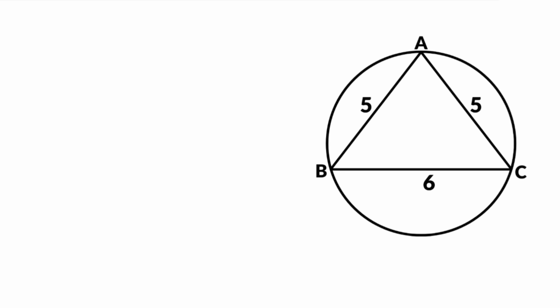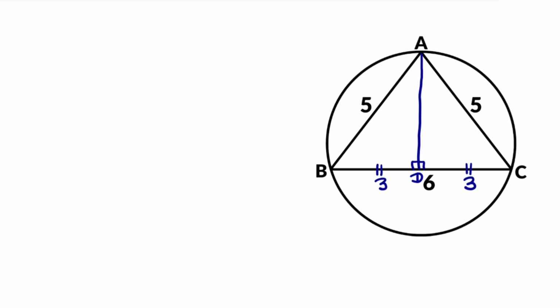The first step is to drop a perpendicular from the top vertex A down to the base BC. Let the foot of that perpendicular be point D. Because the triangle is isosceles, this perpendicular also bisects the base. So the 6-unit base is split perfectly in half. That means BD equals 3, and DC also equals 3.